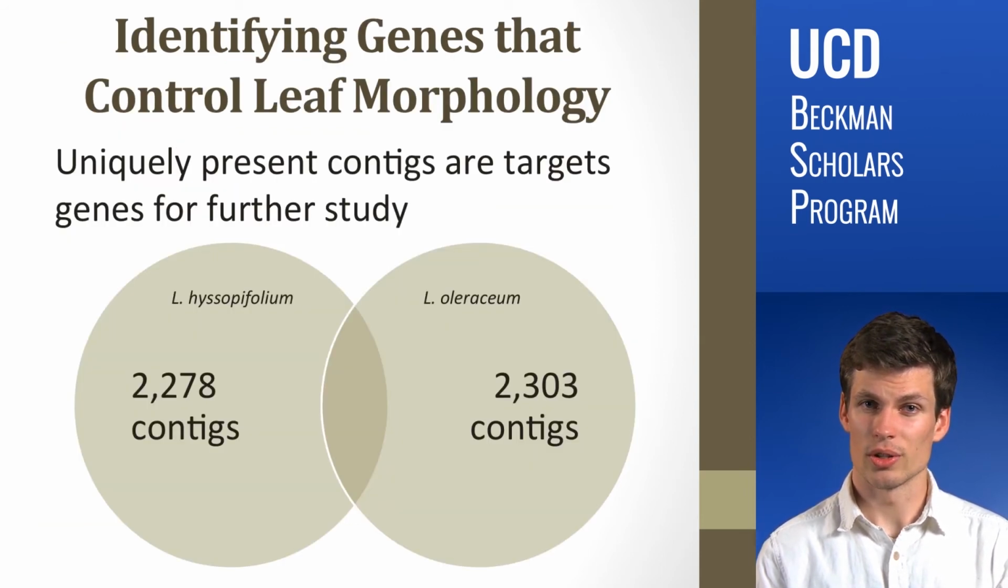In addition, although our two assemblies were performed using completely distinct sets of reads, L. hissipifolium and L. oleraceum also show around 90% overlap with each other among their annotated contigs. The roughly 2,000 annotated contigs that are uniquely present in one species or the other are starting points for our investigation of the genetics that underlie the differing leaf morphologies of these two plants.